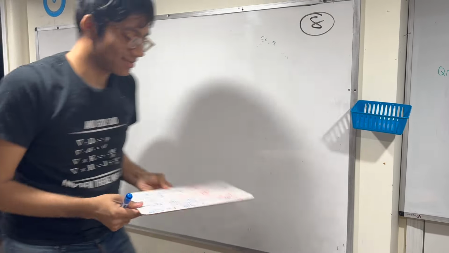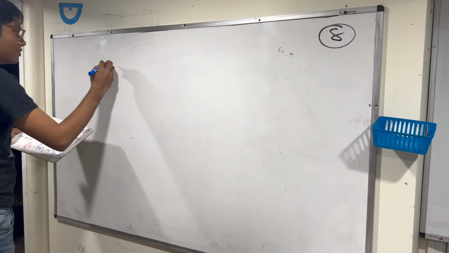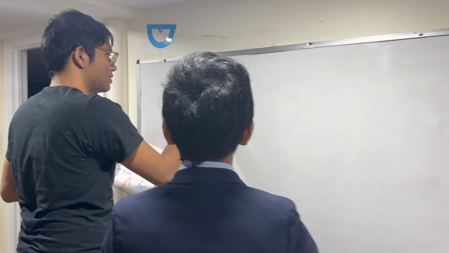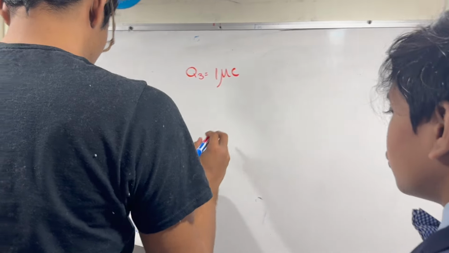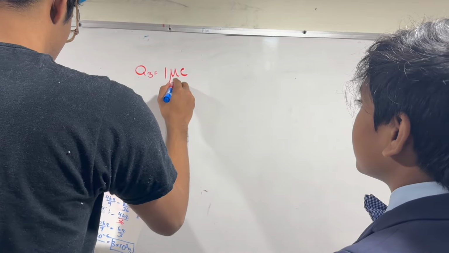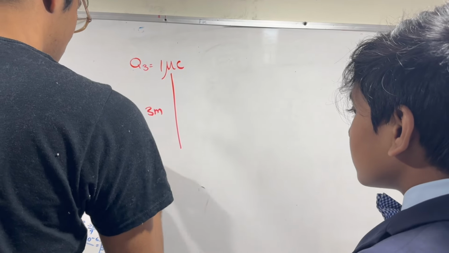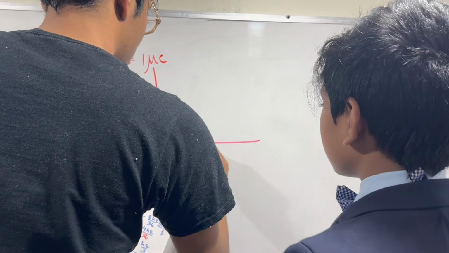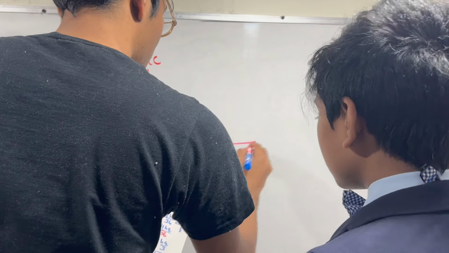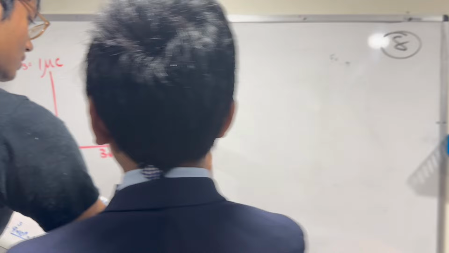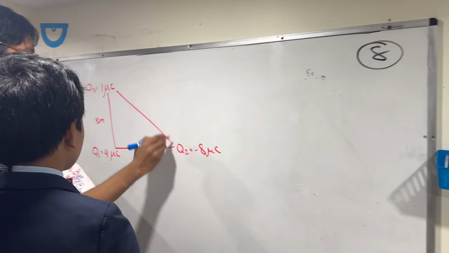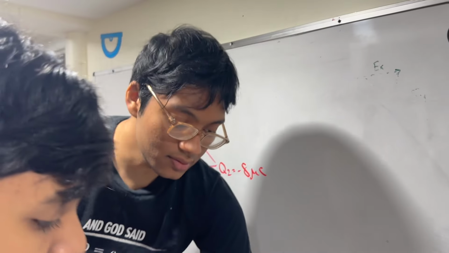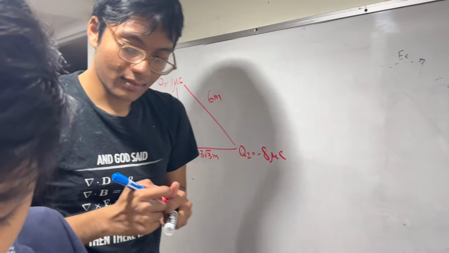Let me just put the diagram first. One second. So, 1 microcoulomb. This is Q3. Then this is 3 meters. Q1 is 4 microcoulombs. This is 3. Q2 is minus 8 microcoulombs.